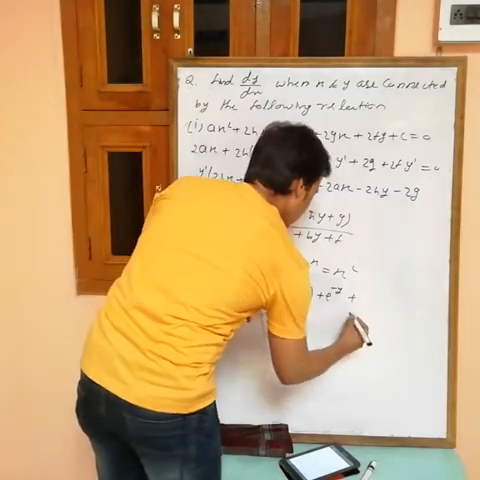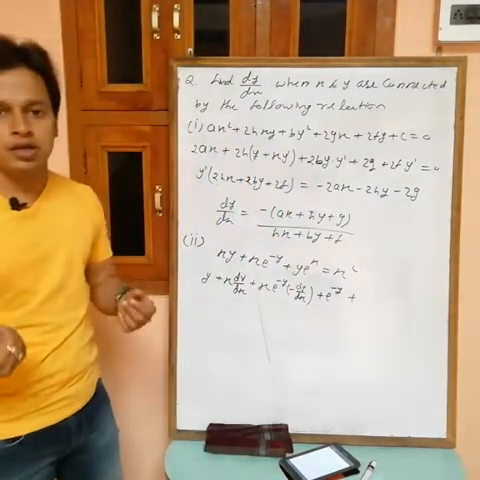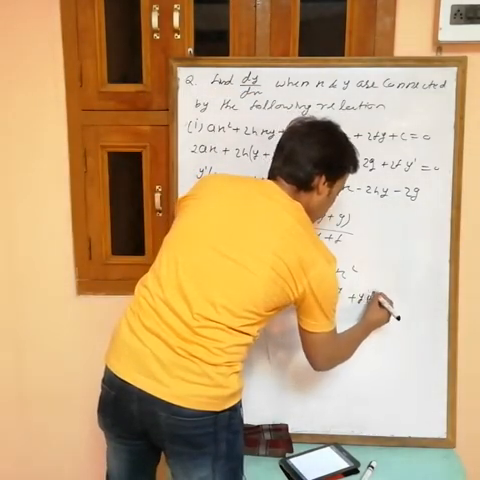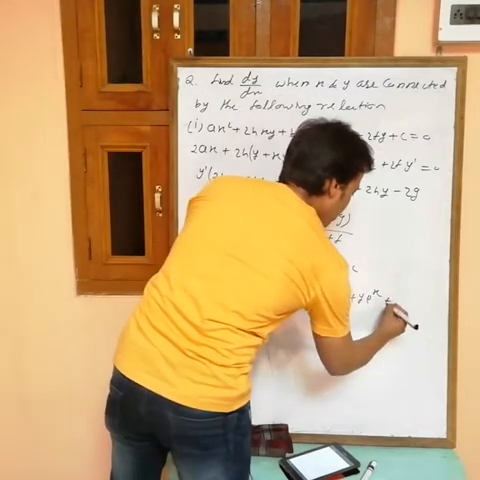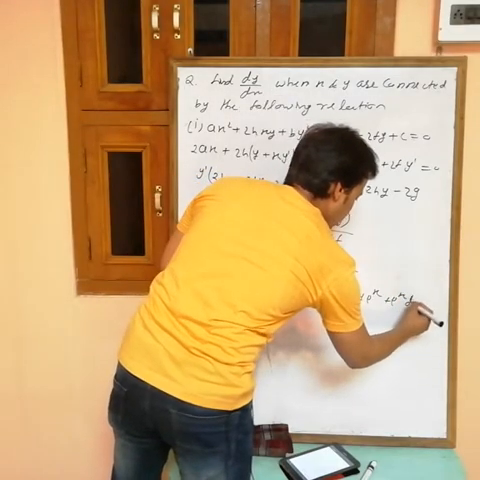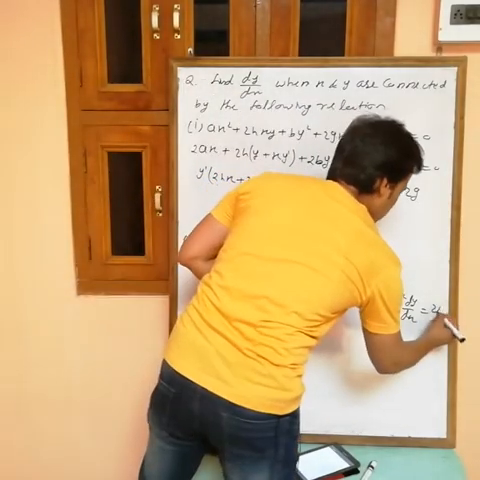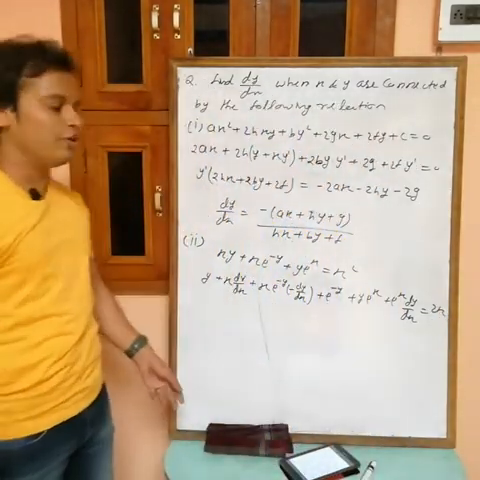Then plus y into e power x, again a product of two functions. So first y constant, differentiation of e power x is e power x, then e power x constant, differentiation of y is dy by dx. Now the derivative of x square is 2x. Okay, simple. Now what do you want? The value of dy by dx.